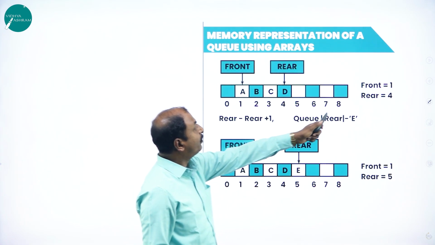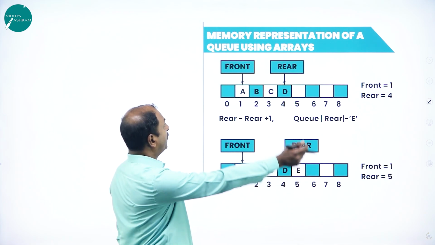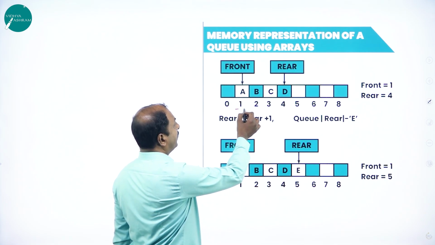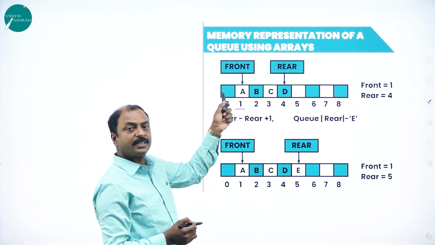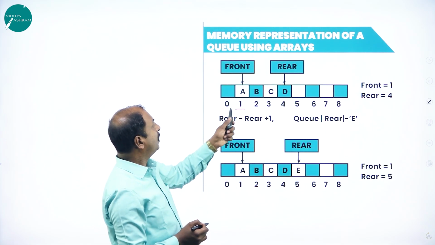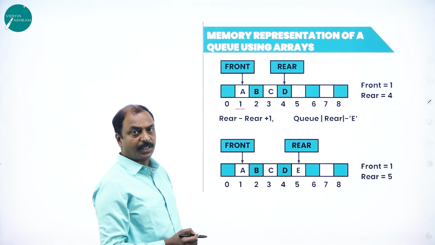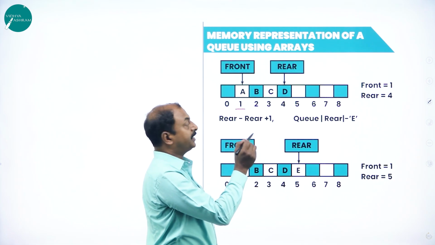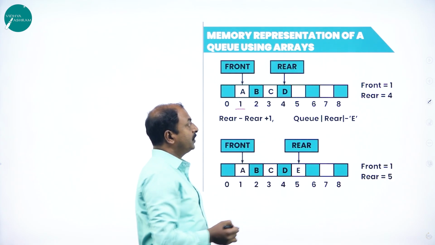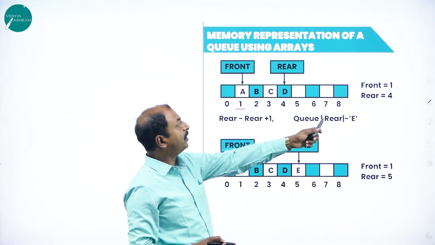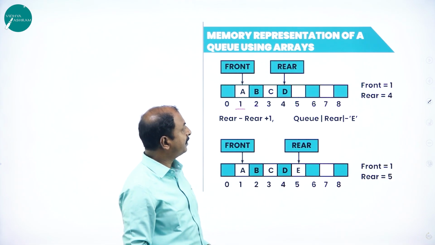Now, front equals 1. The front equals 1 indicates the first element of a queue. Here we are not considering index 0 in this example. So this is the first element. In the queue, the first element inserted is A, next B, C, D. So this is an example of how we represent a queue in computer memory.